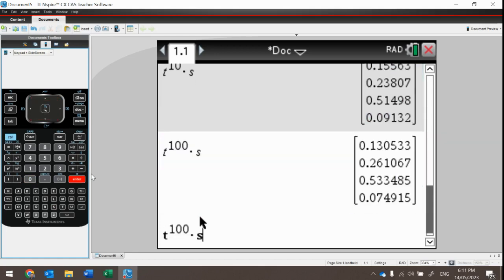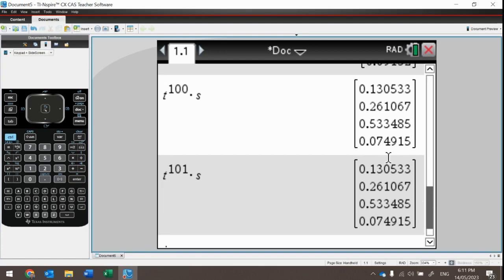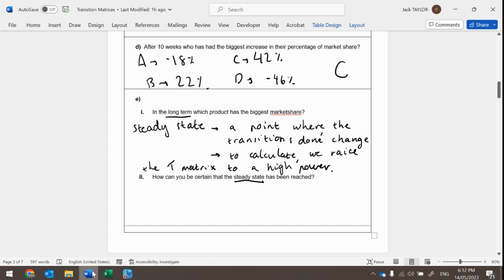Now, if I do the exact same calculation, but I change it to 101, what I can see is that the two answers are the exact same. There has been no change occurring whatsoever. What that tells me is I have reached what's called the steady state, which sometimes the questions will say in the long term. They mean the same thing. So I've reached the steady state. There's my answer there. So the question said, which product had the greatest market share in the long term? Well, looking at this, it would be product C, 0.53 or 53% of the market share.